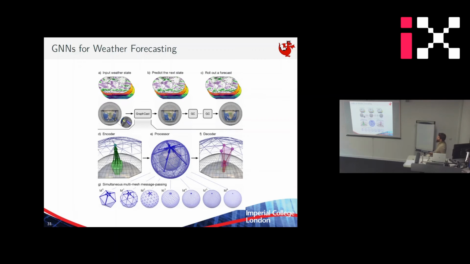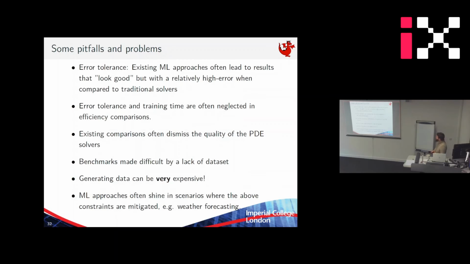And then they produce by stacking that model. They can produce long rollouts. So I think each block predicts a 6 hour forecast, and by rolling this out, I think they were able to produce a 10-day forecast in under 60 seconds, which is very fast.